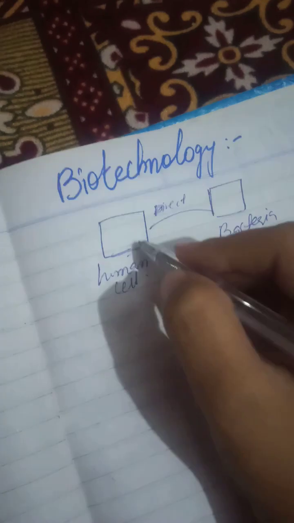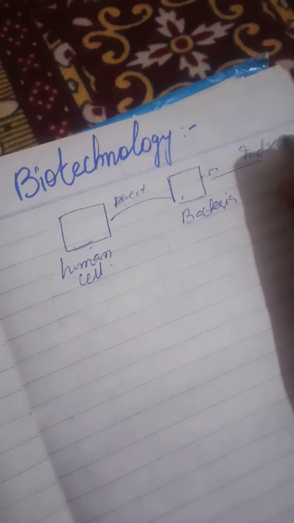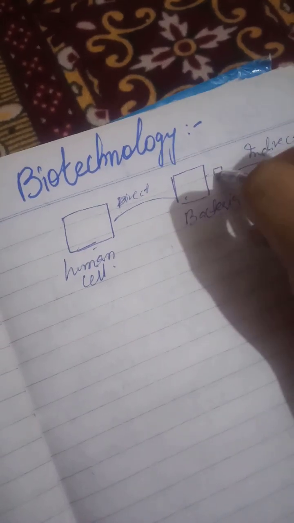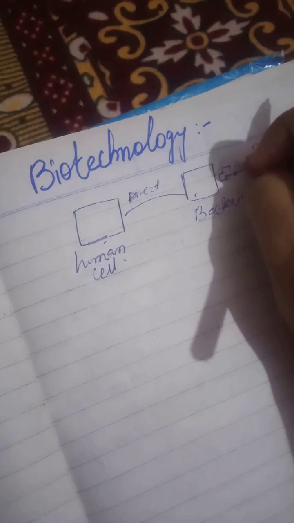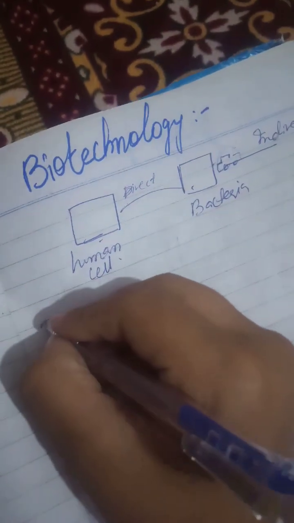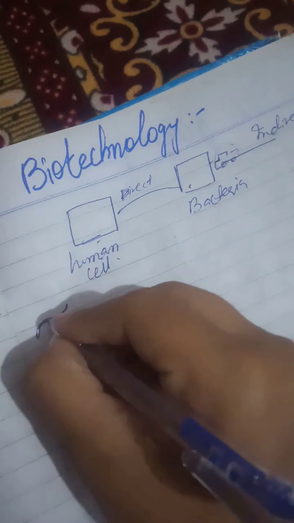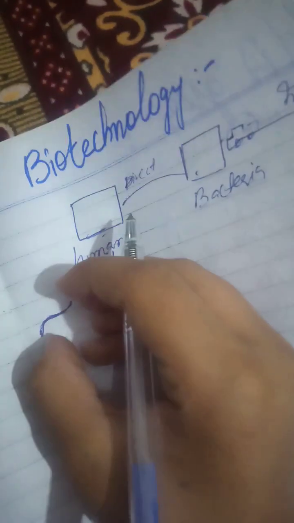Now there are two processes of biotechnology. One is direct, where we can directly add a gene, and another process is indirect, but we will use the indirect one. This is the car which carries the gene, known as a vector. We'll discuss it later. Here's the gene which we need, this is the gene of interest.